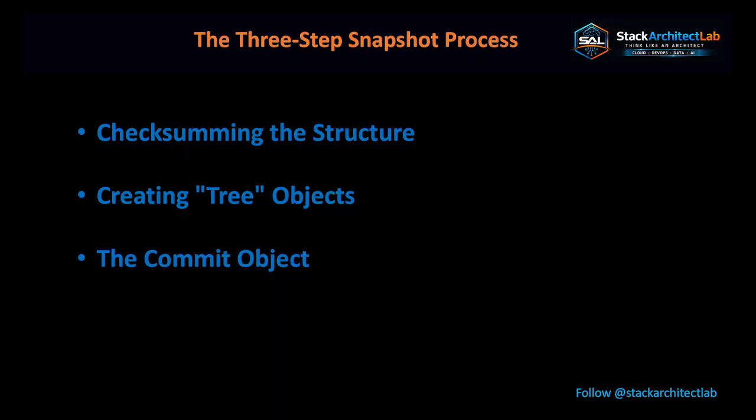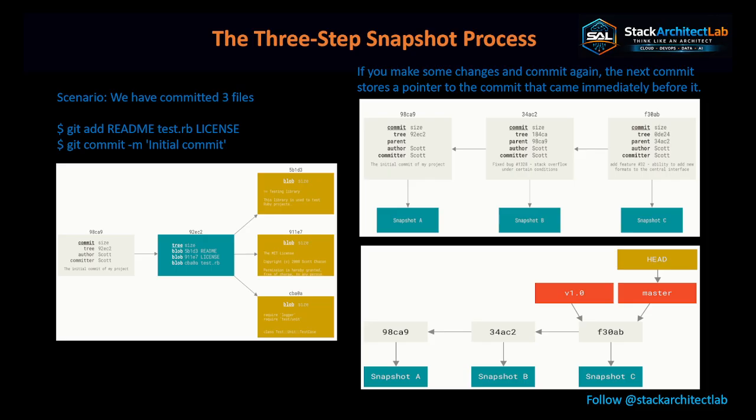Now, whatever theory I am telling you, let's understand how it works in real time. Say, for example, you have three files: one is README, one is test.rb, and one is LICENSE. And then you are doing the commit. If you look closely at the first picture, this is the commit which we are doing here.